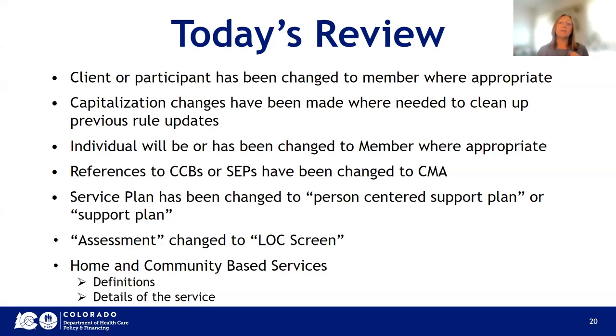And then for the structure of the rule content, as we go through these, you'll see we've reorganized so that you see the name of the service listed, and we've added definitions as needed, followed by details of the service. Hopefully that will help make things a lot more organized, make information easier to find, and hopefully you'll be excited about what you see today. Nicolette, back over to you. Thanks.